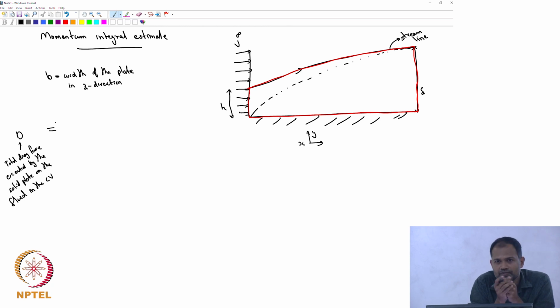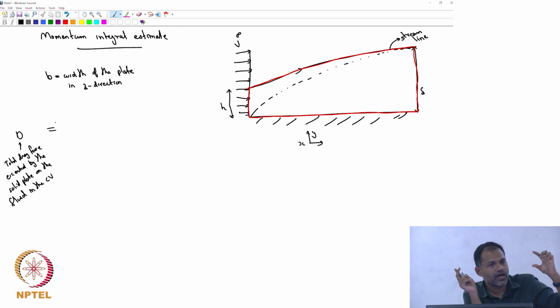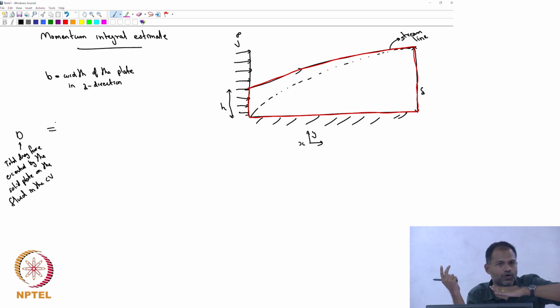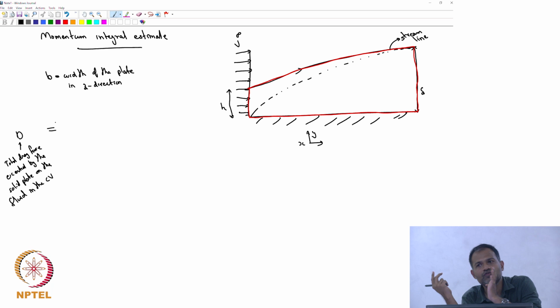There are only two places where the fluid is coming in and leaving. The fluid is coming from the left hand side through a height of h. The fluid is leaving through the height delta. Since I have chosen a streamline, there is no fluid flow across the streamline, so there is no fluid flow through the top part. The bottom part is a solid plate, so there is no fluid flow through the plate. So I only have to worry about the fluid entering through h and the fluid leaving through delta.